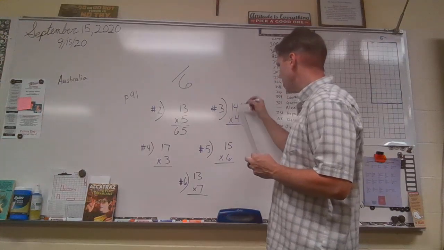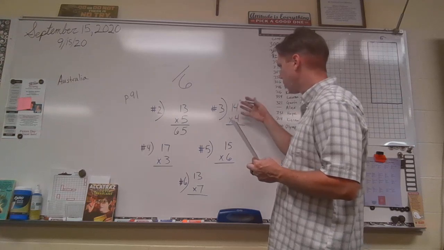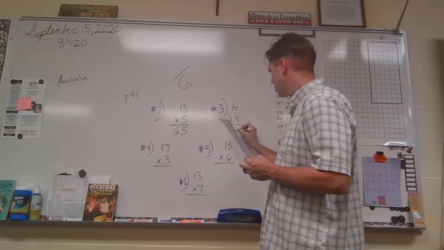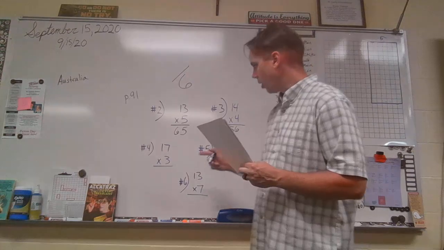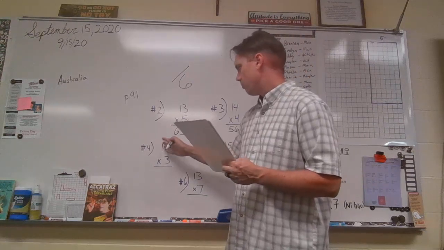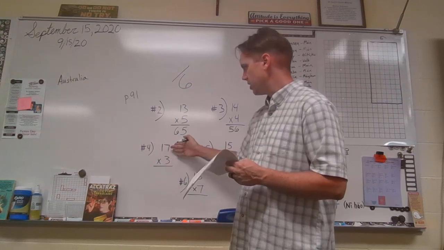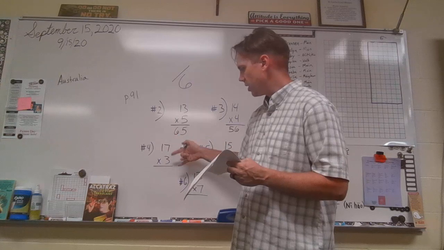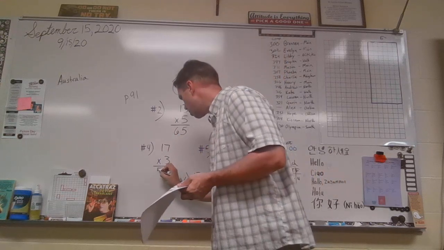Number 3 is 14 times 4. And this is going to be, again, 4 times 4 is 16. 4 times 10 is 40. 40 plus 16 is 56. So 56 for number 3. Number 4, the way I would have broken it up is doing 7 plus 10 is 17. So 7 times 3 is 21. 10 times 3 is 30. 21 plus 30 is 51.